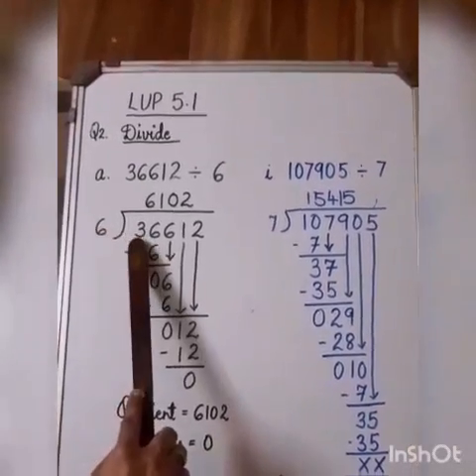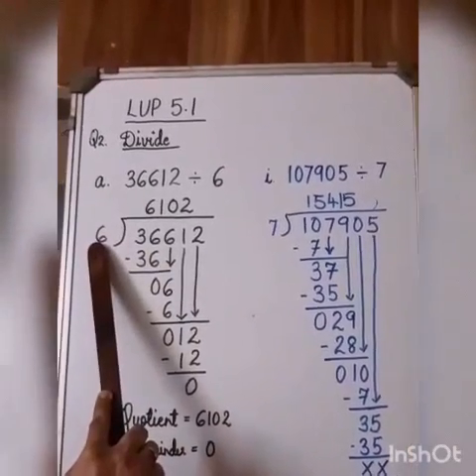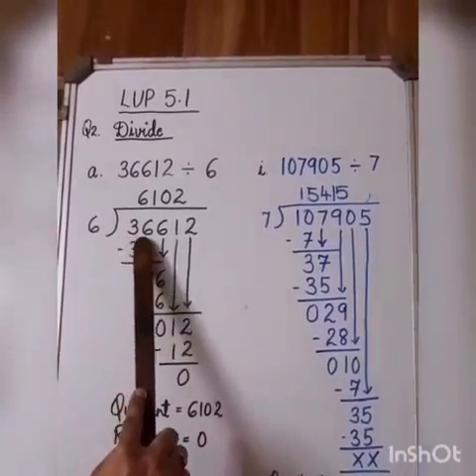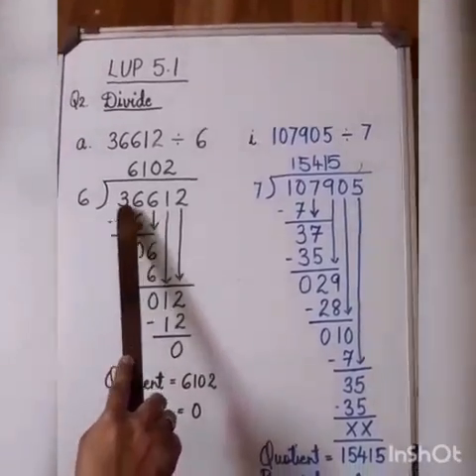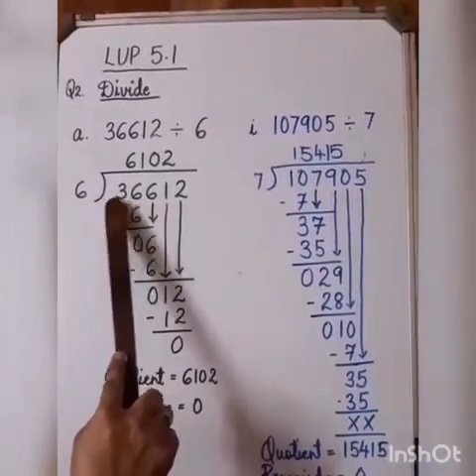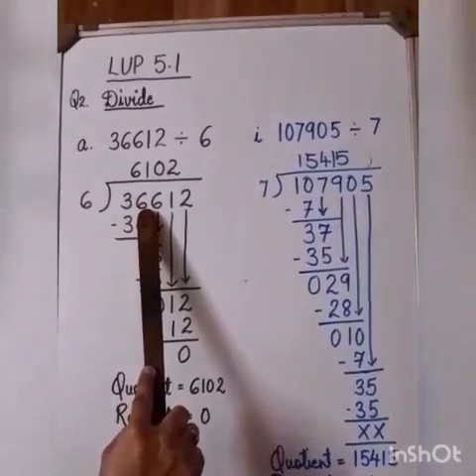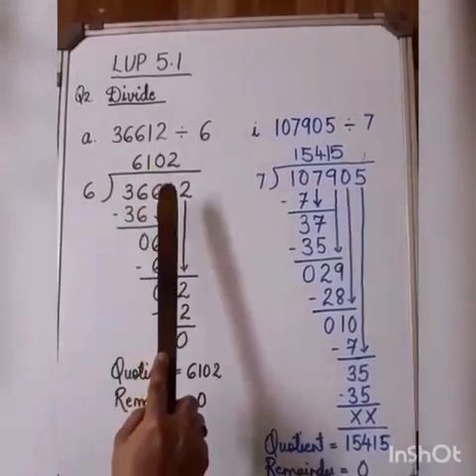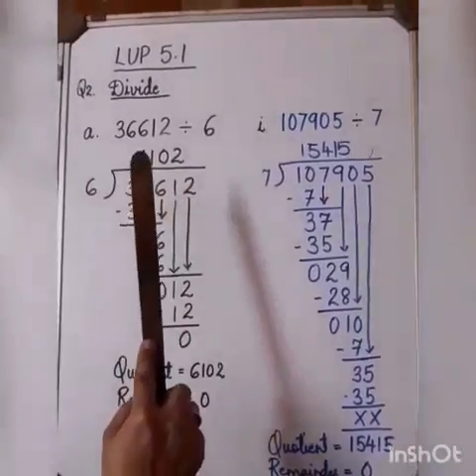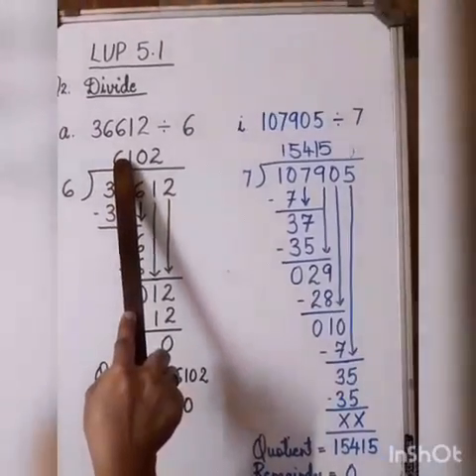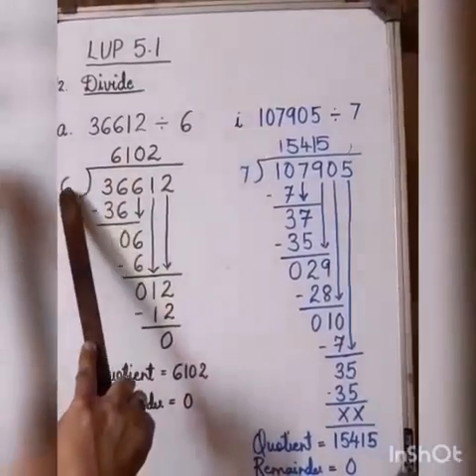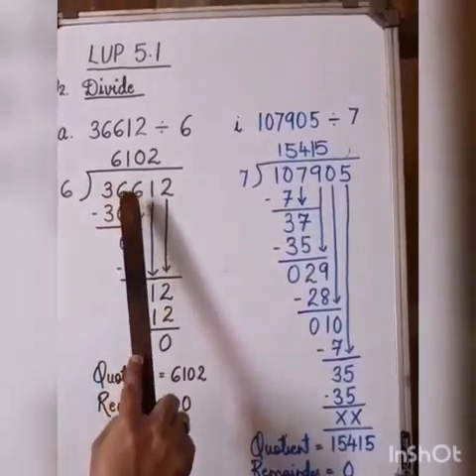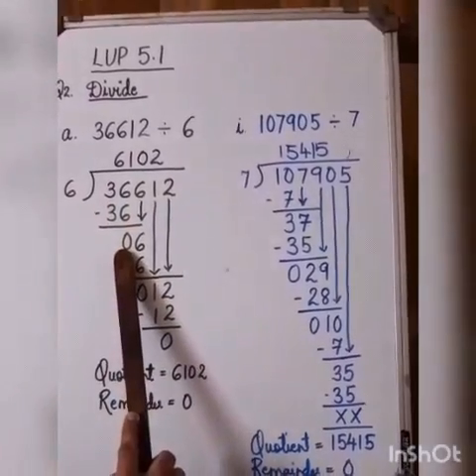So 3 is smaller than 6. So in the multiplication table of 6, 3 can't be done. So we have taken 3 and 6, 36 both. Let's start. So 6 ones are 6, 6 twos are 12, 6 threes are 18, 6 fours are 24, 6 fives are 30, 6 sixes are 36. We got 36. So 6 sixes are 36. We have subtracted 36 from 36 and we got 0.